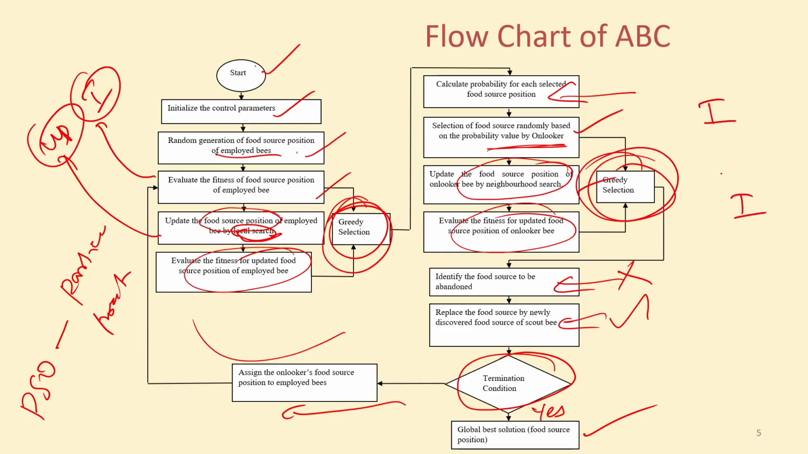For means of greedy selection, you have to collect the fitness value. These things are repeated iteratively. In between that, you have to go for the scout phase. This is the way in which you have to implement the scout bee phase in order to produce better results for the employed bee as well as the onlooker bee.